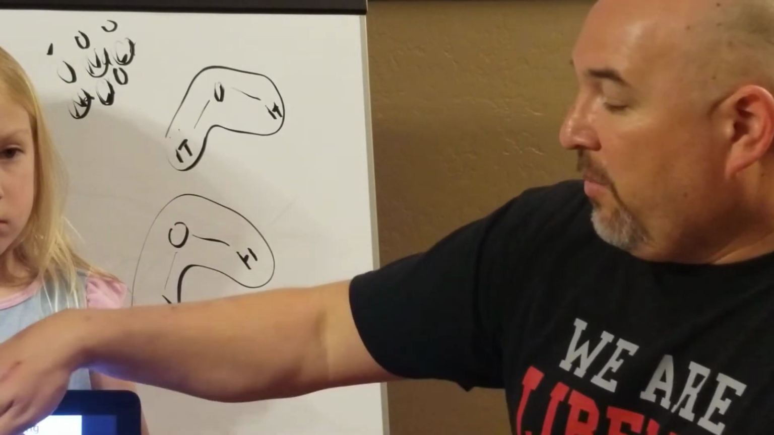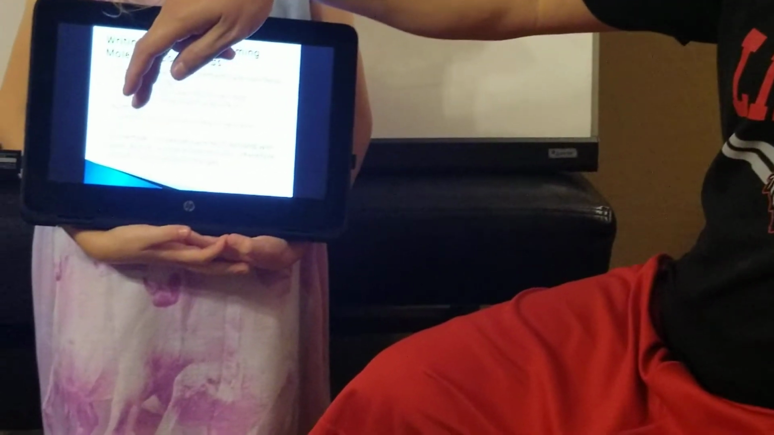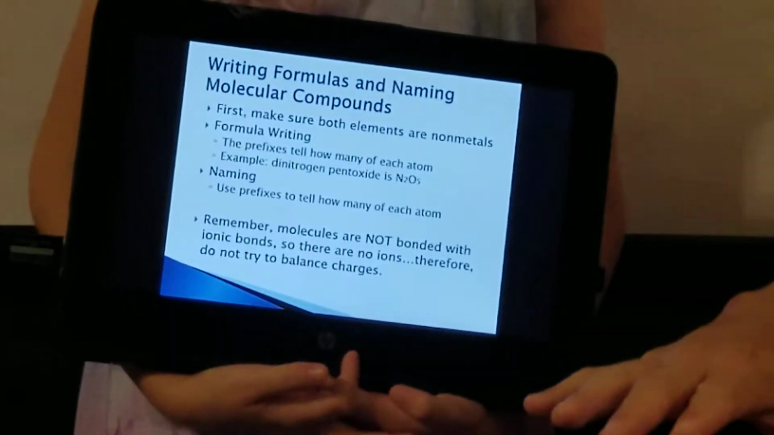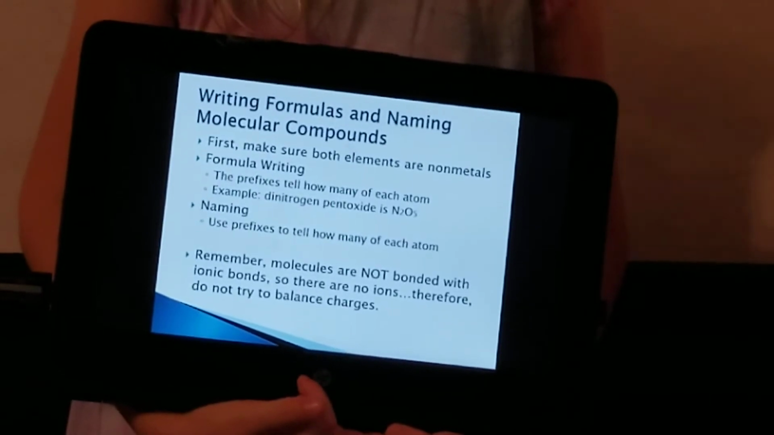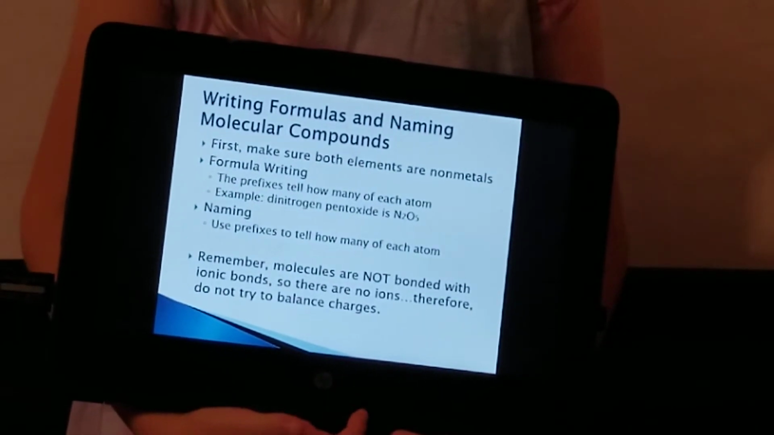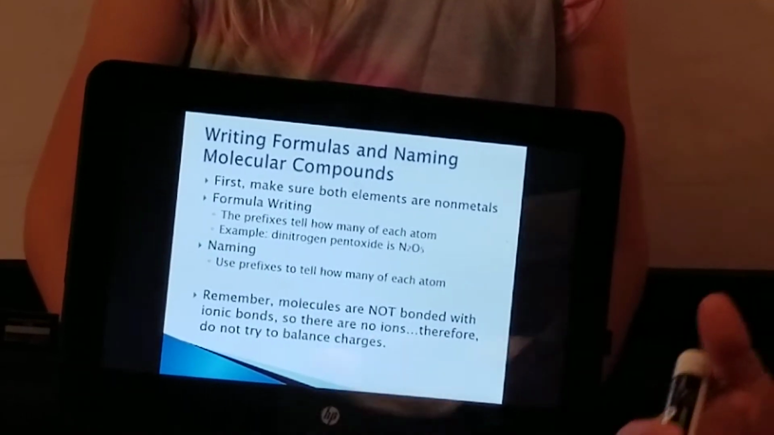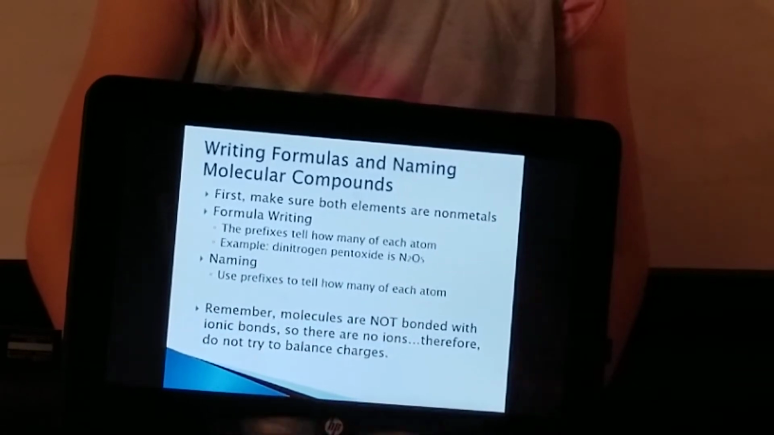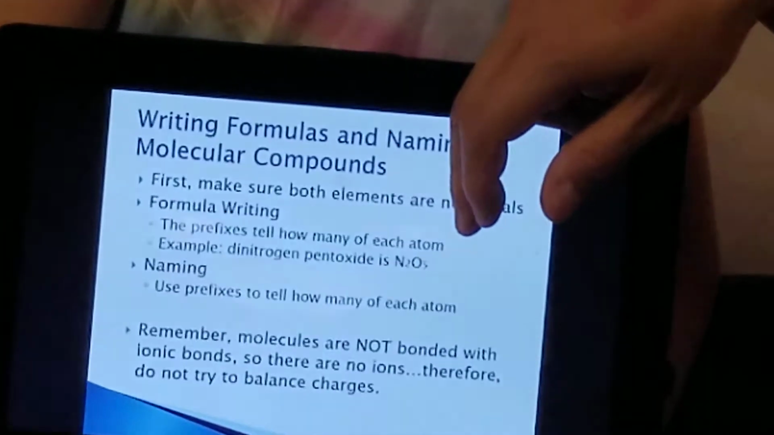So again, remember, molecules are not ionic bonds. It doesn't have to do with ions. There's no ions here, so we don't have to worry about charges. There are no charges. That's one of the mistakes that I see a lot of my students make when they try to do moleculars, and they're like, oh, well, this is a 2 negative and this is 3 negative, so they try to balance charges. You don't do that because they're not ions. They're sharing their valence electrons, not transferring valence electrons. So that's pretty important. You just simply look at the prefixes.